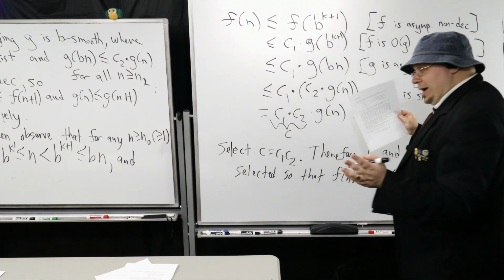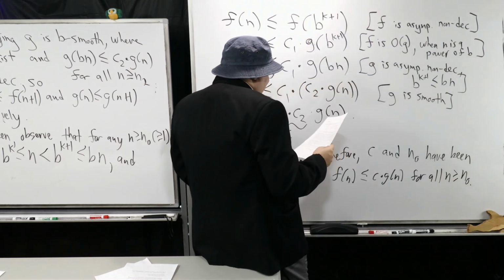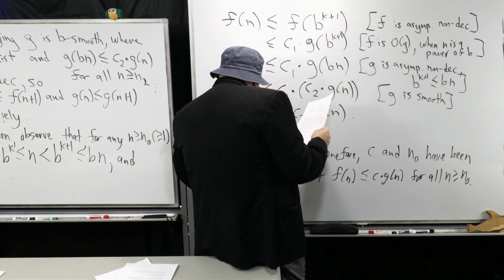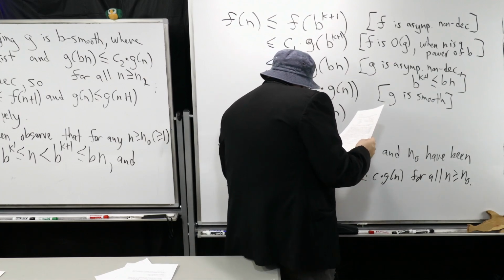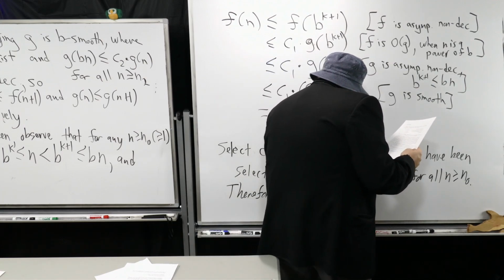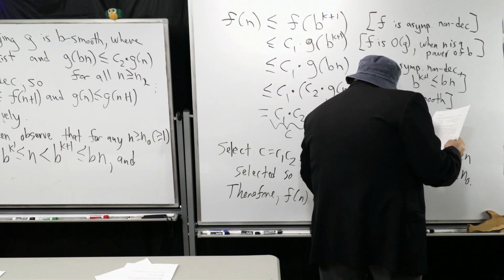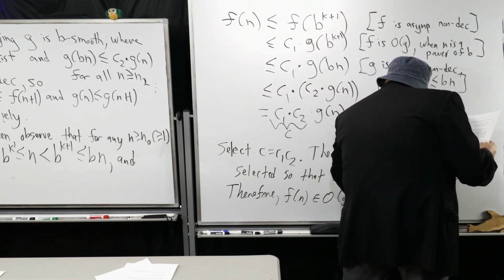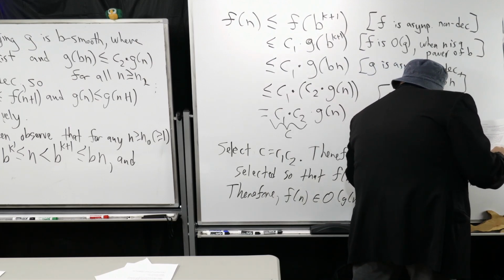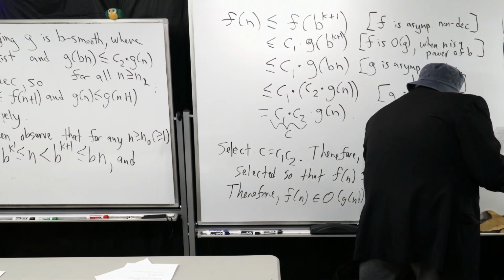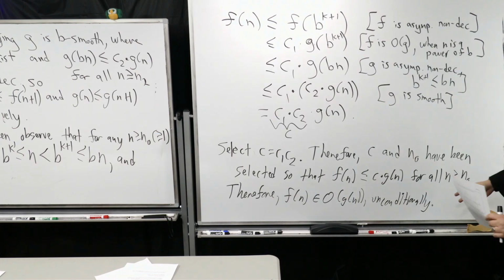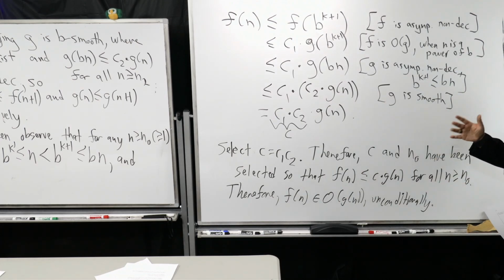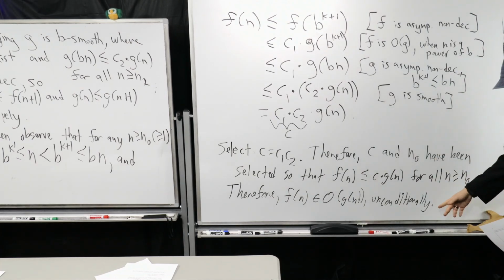Therefore, we have the definition of big O, right? Therefore, f of n is big O of g of n, unconditionally. And we're done. This is unconditionally. It looks like it melted, like somebody put some cheese on top of something that maybe shouldn't have got melted with cheese. That says unconditionally.